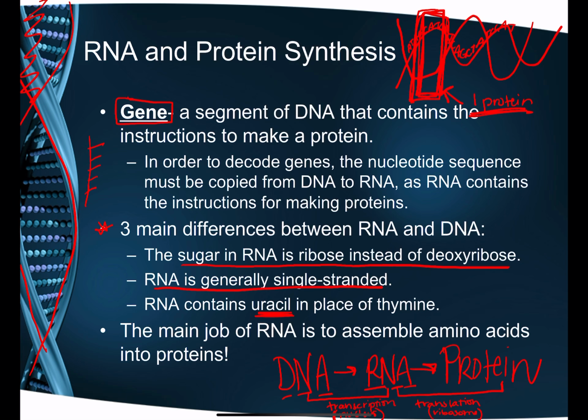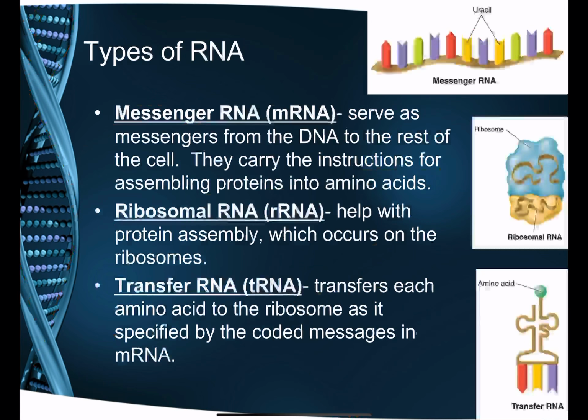So, the main job of RNA is to assemble amino acids into proteins. It takes the directions from the DNA, okay, the nucleotide sequence in the DNA has to be copied into RNA, and then RNA uses those instructions to make proteins, okay? DNA to RNA to proteins, transcription and translation, all right?